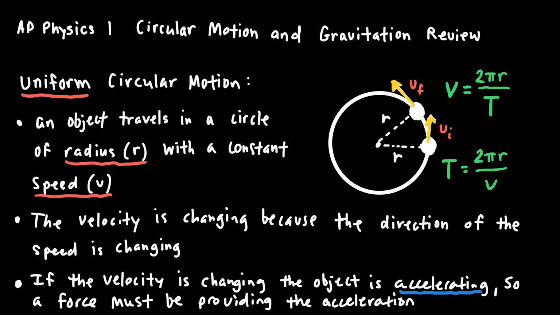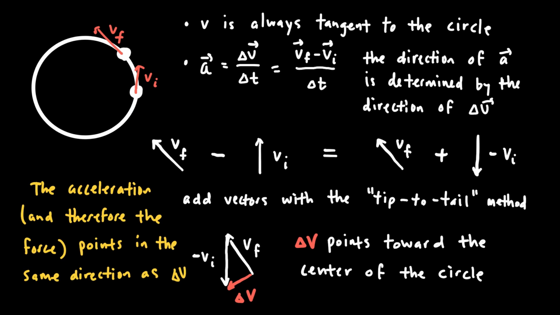And if the object is accelerating, then we should figure out what direction that acceleration points in, and we should figure out what is causing that acceleration. And of course we know that all accelerations are caused by forces, and so this led us to talking about what kinds of forces cause objects to move in a circle. So now looking a little bit closer at this uniform circular motion, we find that the velocity v is always tangent to the circle. So it always points perpendicular or tangent to the circle at every point.